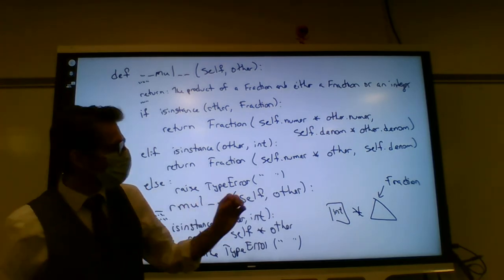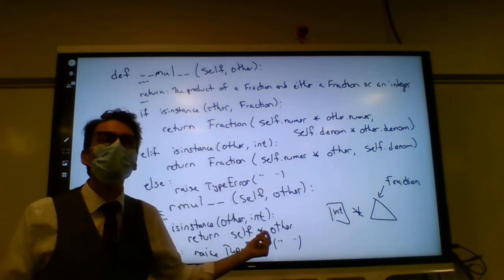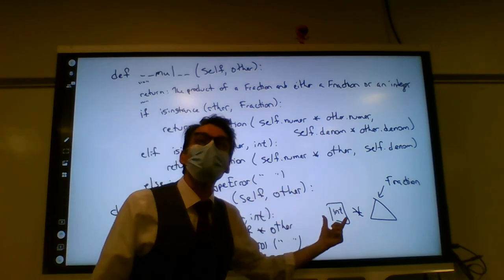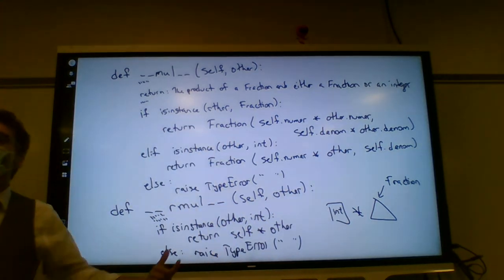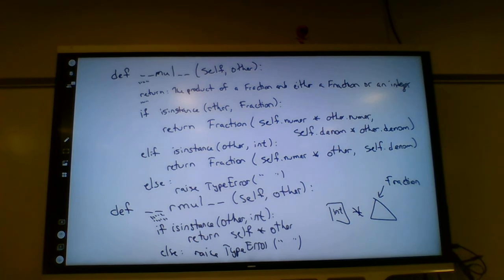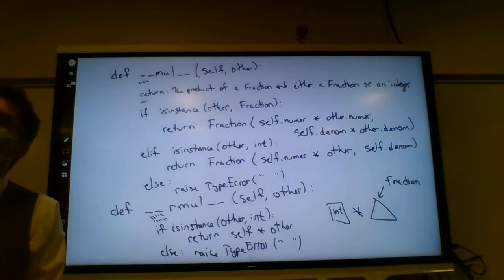If it's not a fraction and it happens to be an int, we're good. If it happens to be something else, then we get a type error. Or we sometimes just do NotImplemented. We'll talk about that later on, which kicks it back to Python or kicks it back to the other class. But in this particular case, we raise a type error: you can only multiply a fraction by an integer.